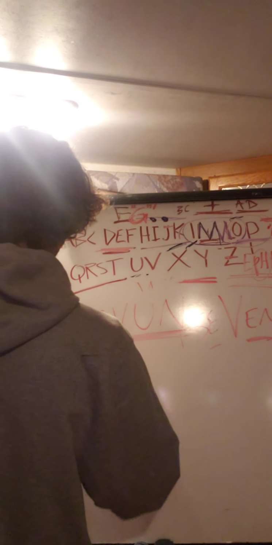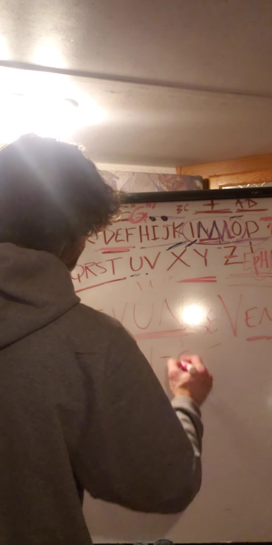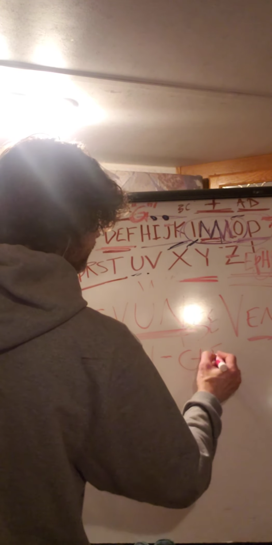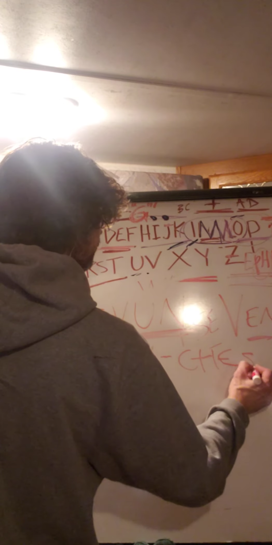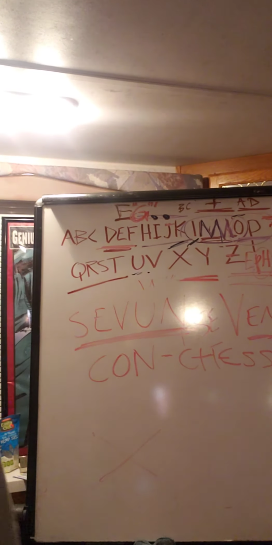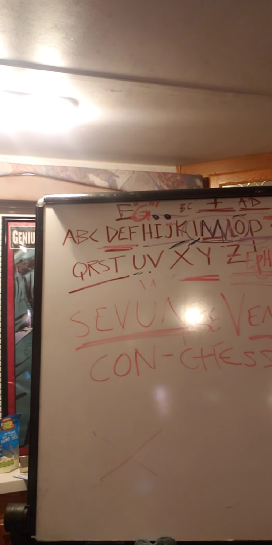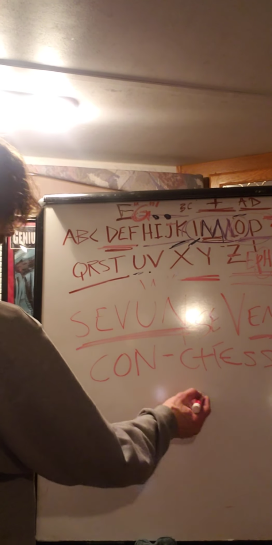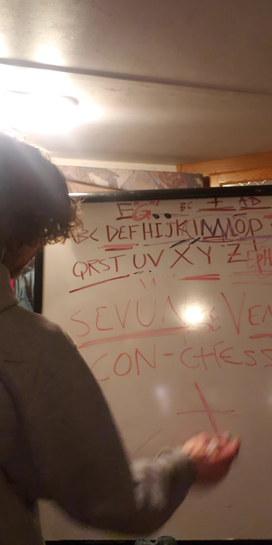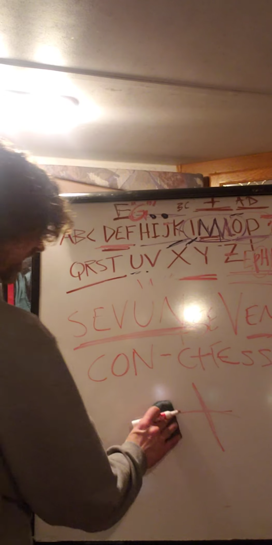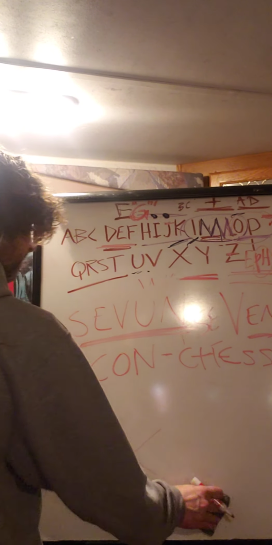So with that black and white, we got conscious, which is also conchess. Ness, which is also like nest. Which is also nesting the T. I don't know. Nest T is a T. Interesting.